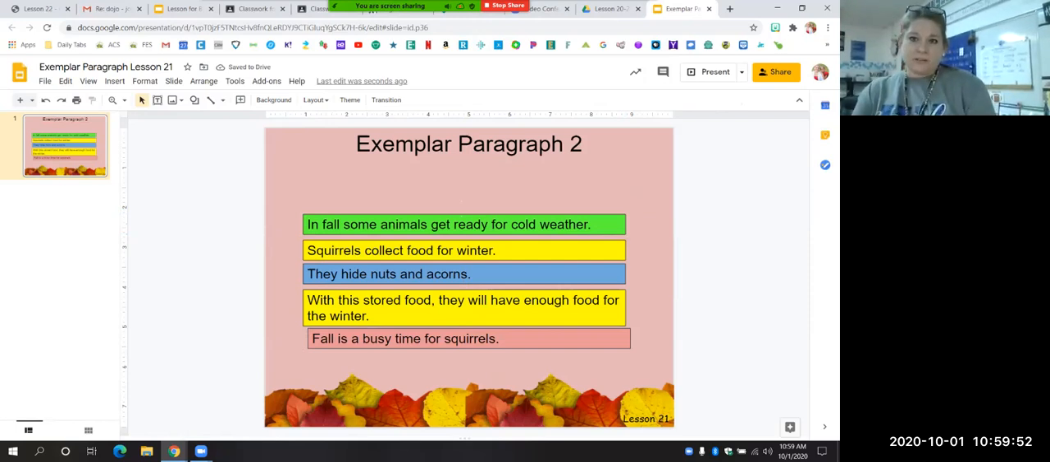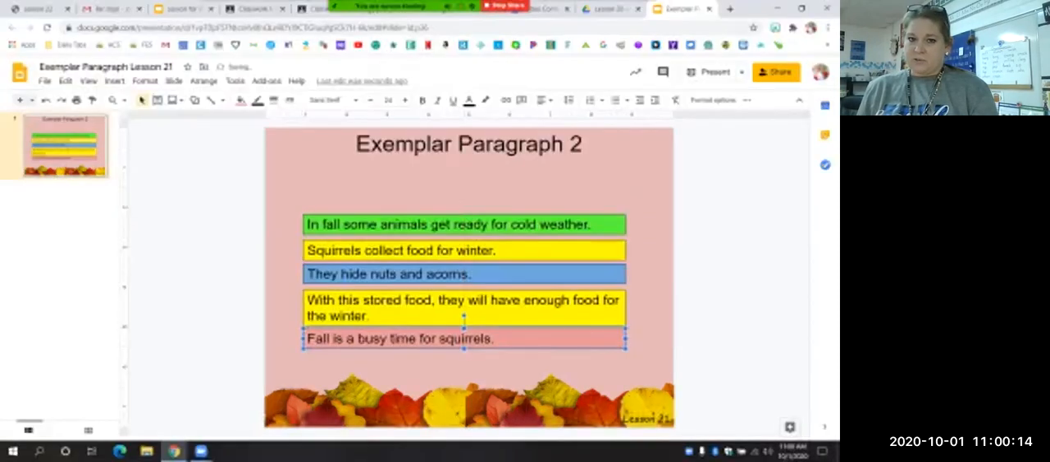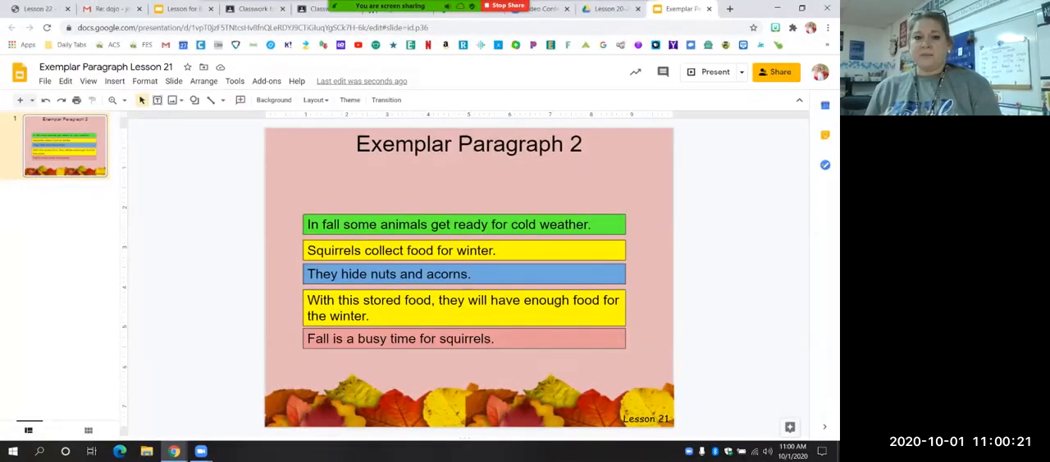So let's read it and see if it sounds good. In fall, some animals get ready for cold weather. Squirrels collect food for winter. They hide nuts and acorns. With this stored food, they will have enough food for the winter. Fall is a busy time for squirrels. How does that sound, guys? The topic statement introduces some animals, and then we narrow it down to talk about just squirrels. And then we conclude it, we sum it all up at the end by saying that squirrels are very busy in the fall. I think it sounds great.